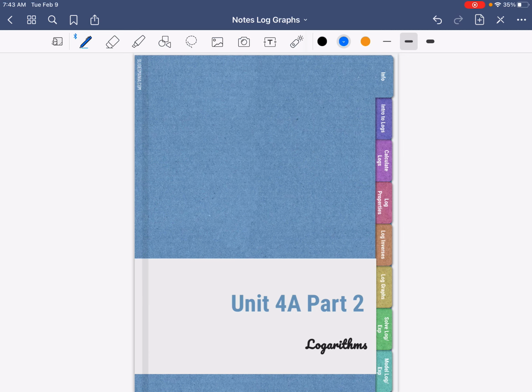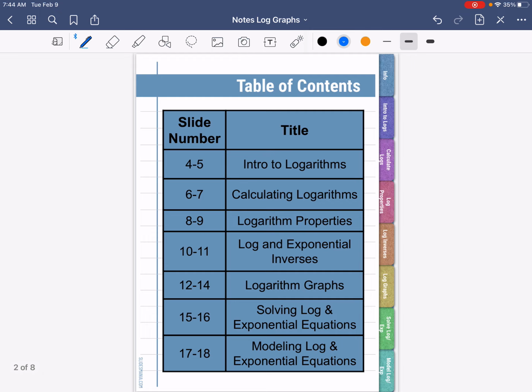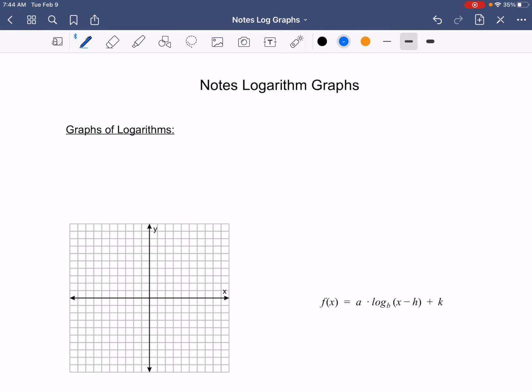Hi guys, today our notes are going to be graphing logarithms. So we're going to be on slides 12 through 14 today for our notes. At the top of your paper you can go ahead and put notes, logarithm graphs, and then we'll start with graphs of logarithms. So what you need to remember about inverses is that the inverse of a log is exponential. The inverse of an exponential is log.